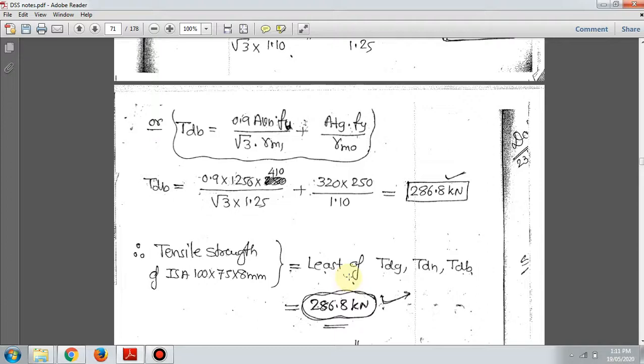All these 4 values, you substitute in the formula for block shear, Tdb1 and Tdb2. If you substitute, you will get 304.15 kilonewton for Tdb1 and 286.8 kilonewton for Tdb2. So we got all 3 strengths: design strength due to yielding, design strength due to rupture, and design strength due to block shear. The least of all 3 values is 286.8 kilonewton. This is the design strength of the member 100 into 75 into 8. So this is the procedure to find the design tensile strength of a given member.